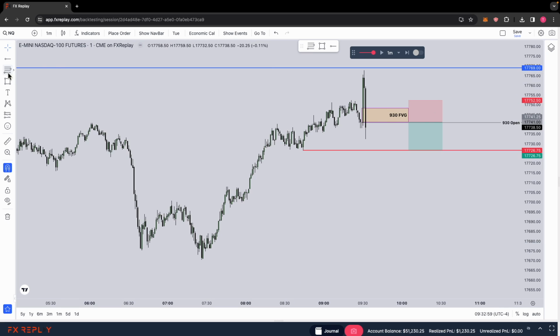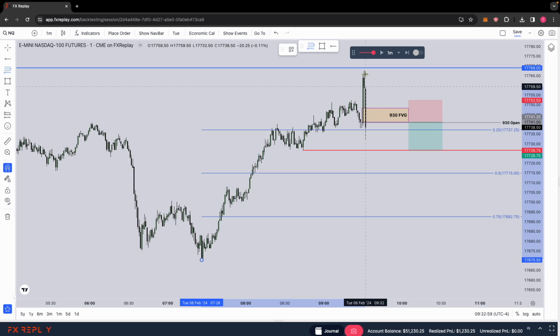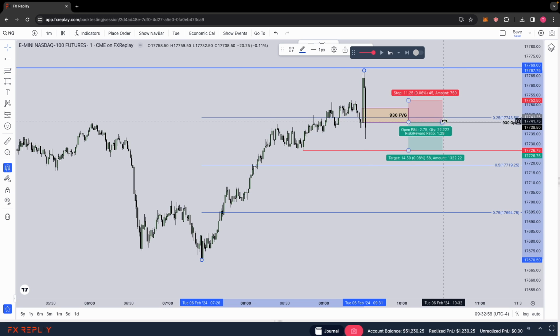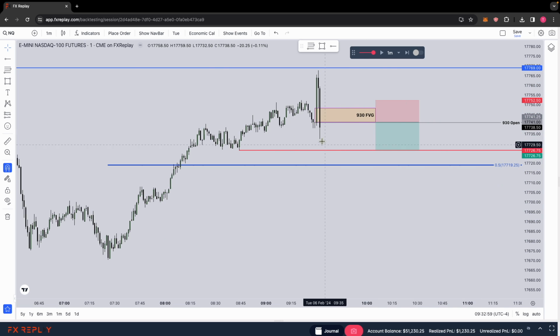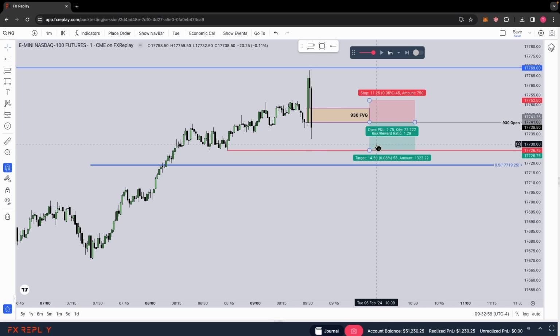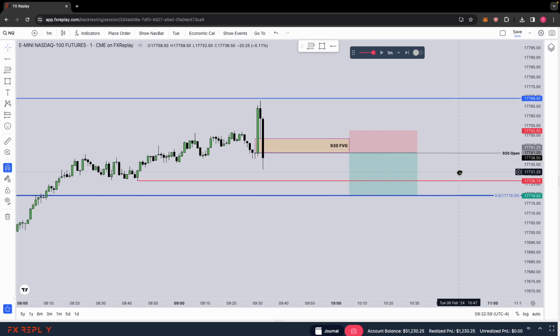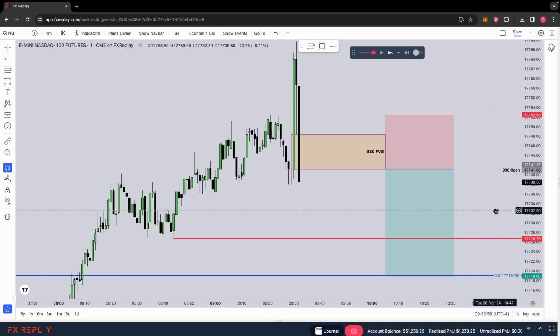So let me just grab equilibrium of this range from that low to the high right after 930 open. And we can see that that is right there. So let's actually grab this. Let's see what our R is there. Okay, let's do that. About 2R. Let's see if price wants to rip through there.